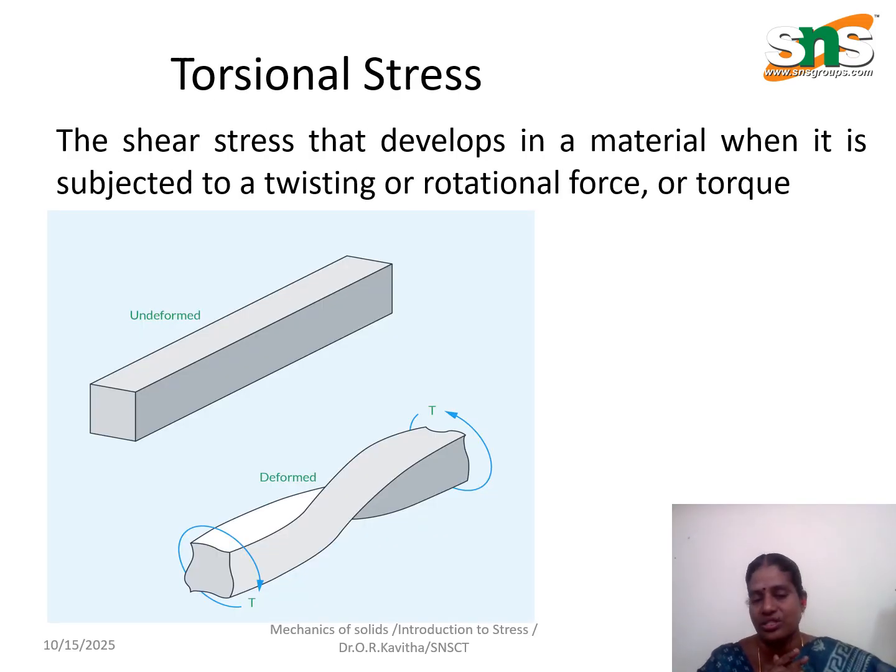And the last one is torsional stress. Torsion is when any material or object is subjected to an equal and opposite twisting or rotational force. Whenever any structure is subjected to torsion, twisting will happen. You can see this is the undeformed bar. Once torsion is applied at the two ends, it automatically deforms. That deformation we call twisting, and the stresses created here we call torsional stresses.